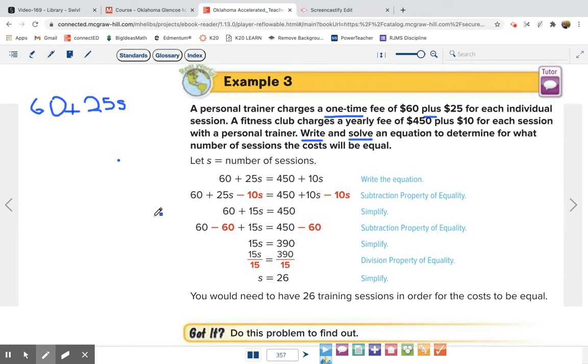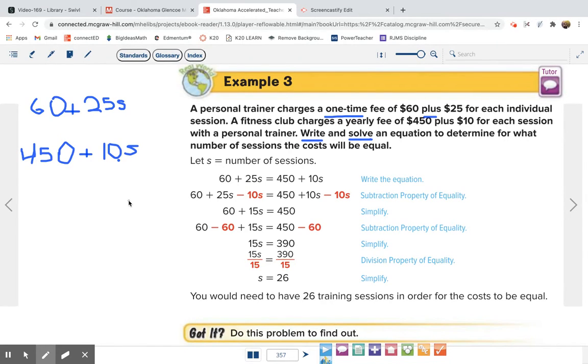Then it says a fitness club charges a yearly fee of $450. So that's our one-time fee. Plus $10 for each session with a personal trainer. So 10S. 10 times each session.